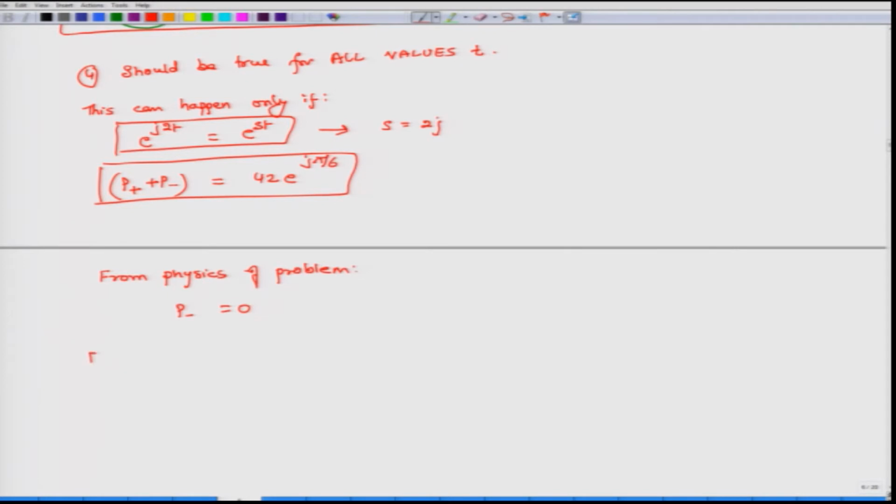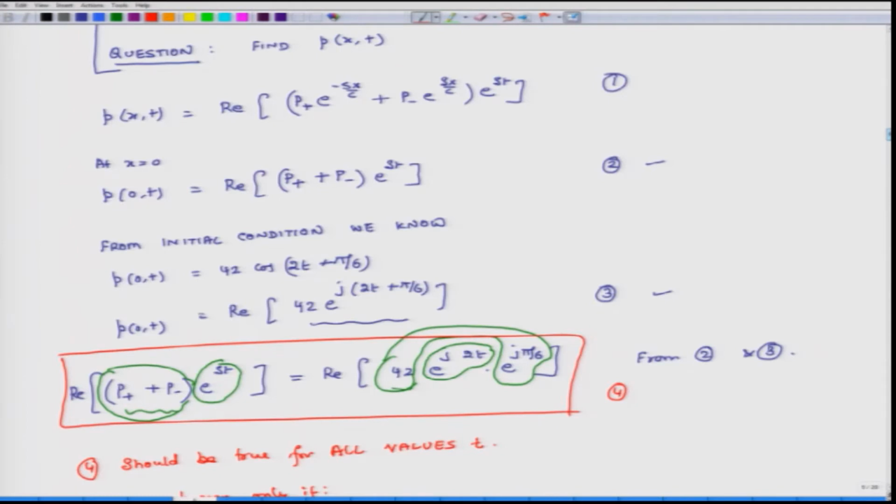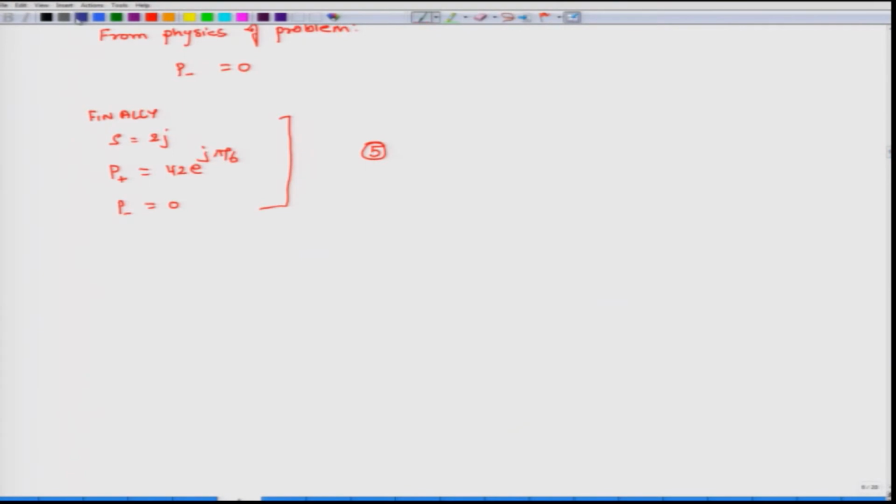So, finally, we can say s is equal to 2j, p plus equals 42 e to the power of j pi over 6, and p minus equals 0. So, let us call this equation 5. And now, what we do is we put equation 5 back into equation 1.